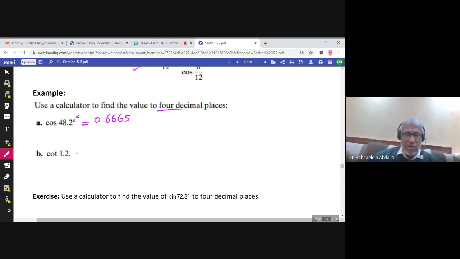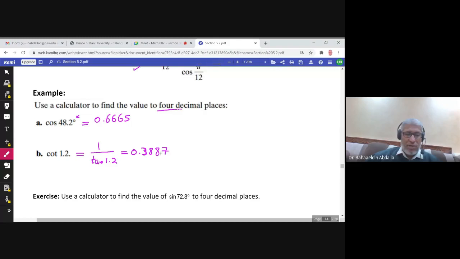So how to find cotan using the calculator? You have to use that cotan is the reciprocal of tan. So it is 1 over tan 1.2. So you write 1 over tan 1.2, and you have to close the bracket. The answer would be 0.3887. These are 4 decimal places.